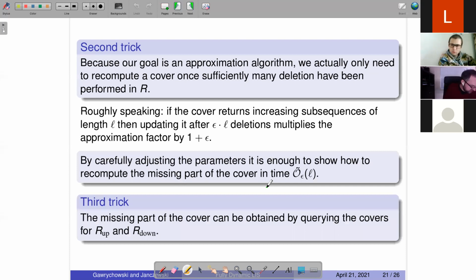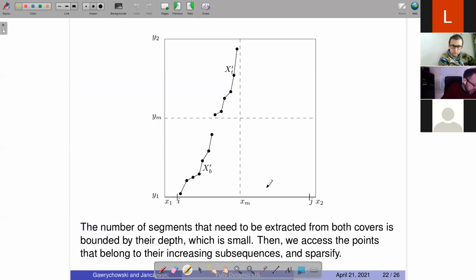Okay, and the third trick, and the last trick, is that this can be done by querying the covers from the up and down part. So let me just show you what I mean on the figure.